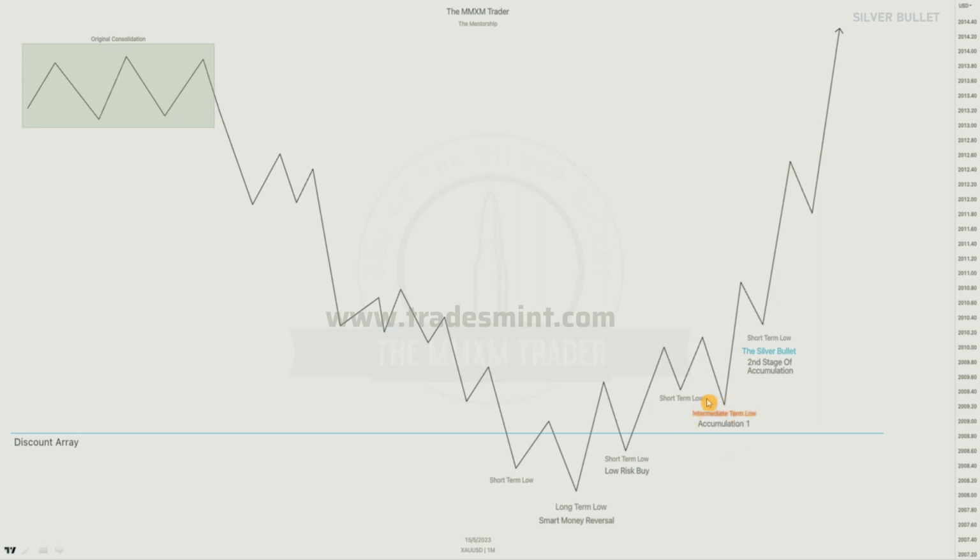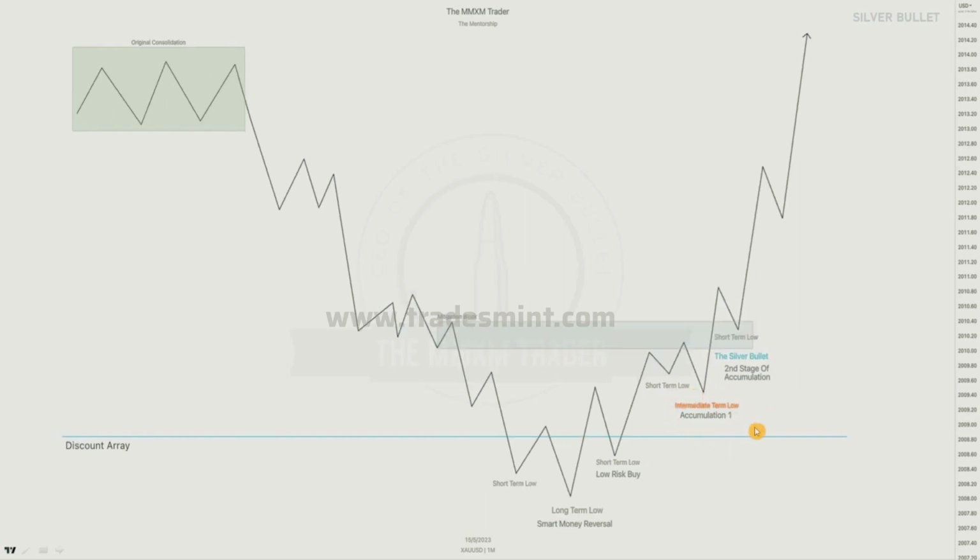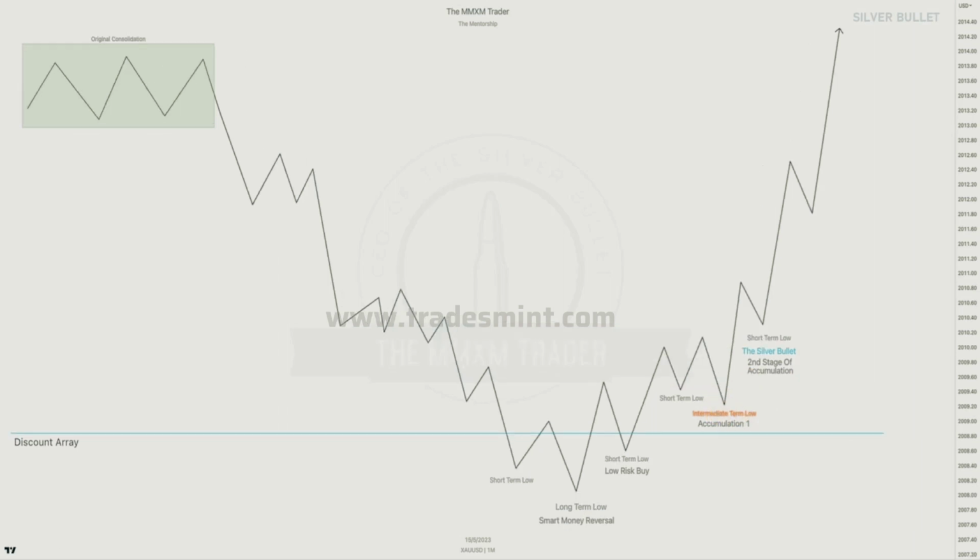So we expect price not to exceed this intermediate term low once again. We call that a protected low. So in anticipation of that intermediate term low forming, we can see the second stage of distribution forms after we form that intermediate term low.